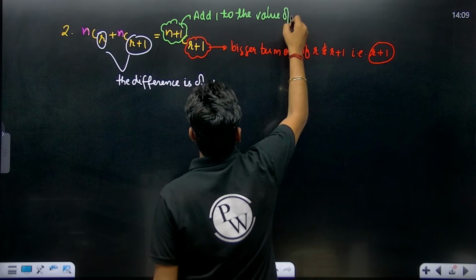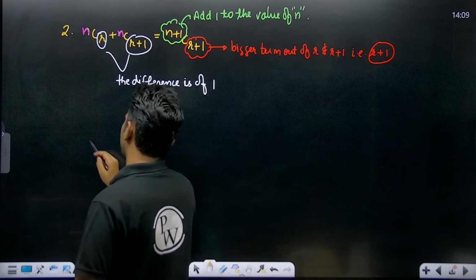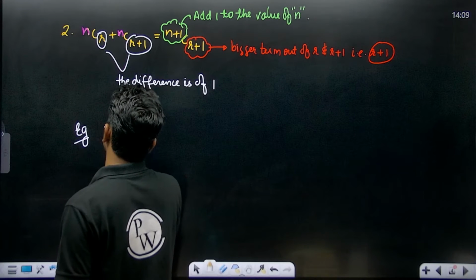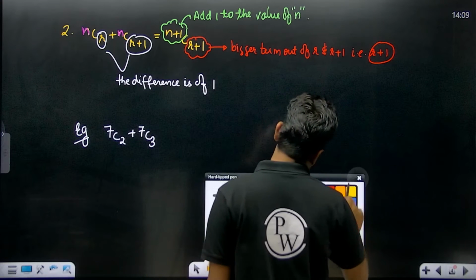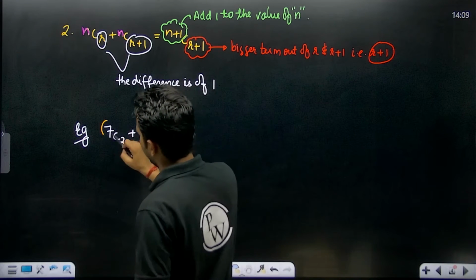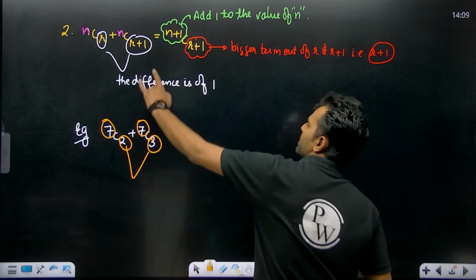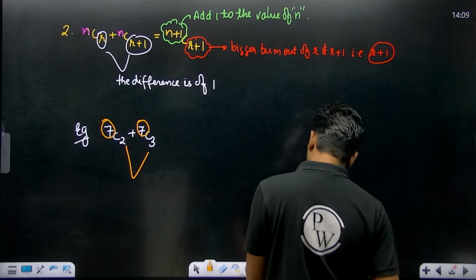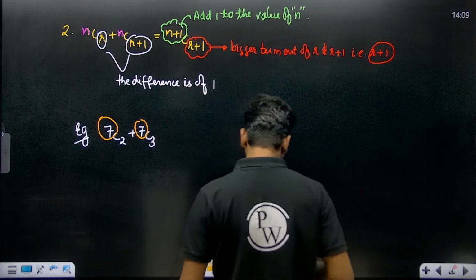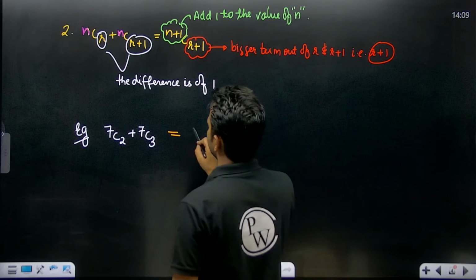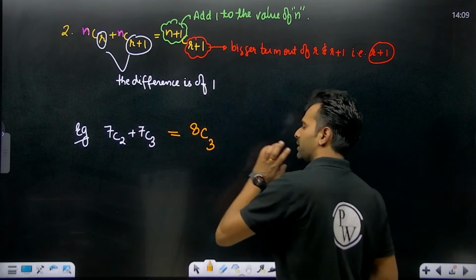Let me give you an example so that you can understand it in a better way. What is 7C2 plus 7C3? Is this formula applicable here? These two terms have the same n and the difference between the r values is 1, so obviously this formula is applicable. This formula says to add 1 to the n value. Adding 1 to 7, we get 8, and out of 2 and 3, which one is bigger? 3 is bigger.